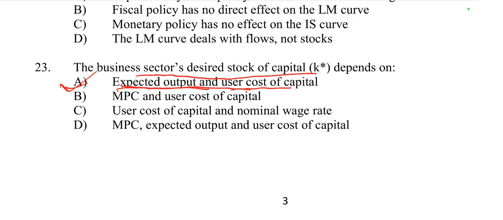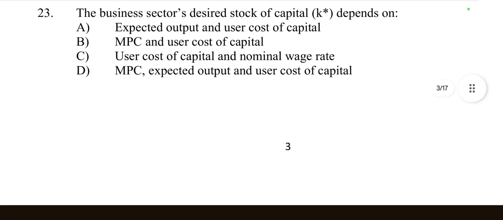And the second one is user cost of capital. The business sector's desired stock of capital depends on user cost of capital. What is user cost of capital? The cost of using capital, including interest rate, depreciation, and taxes, affects the amount of capital businesses are willing to hold. So the business sector's desired stock of capital depends on expected output and user cost of capital. So option A is right here.